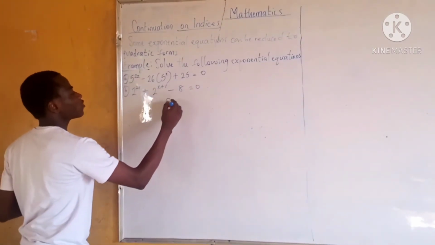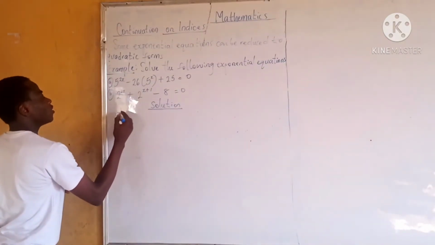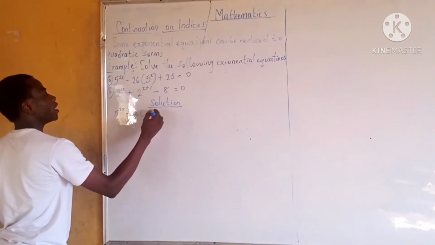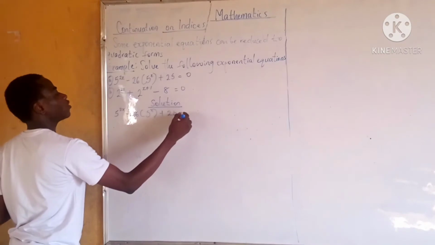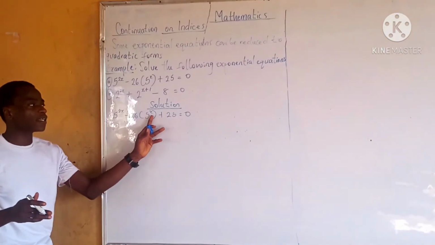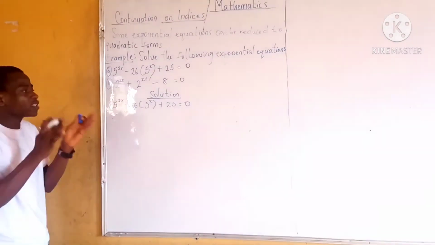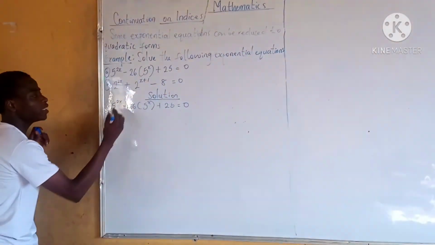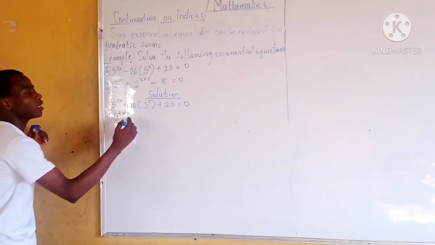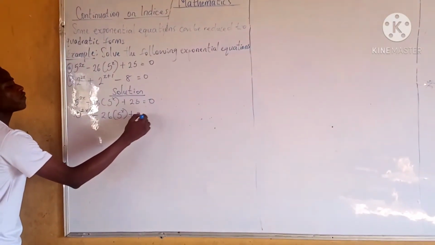So now the solution for the first question. We have 5 raised to the power 2x minus 26 bracket 5 raised to the power x plus 25 equals 0. We can split this 5 raised to the power 2x into 5 raised to the power 2 times x, then minus 26 bracket 5 raised to the power x plus 25 equals 0.